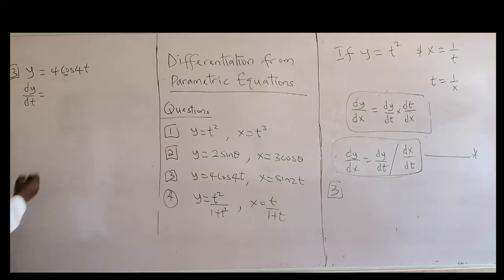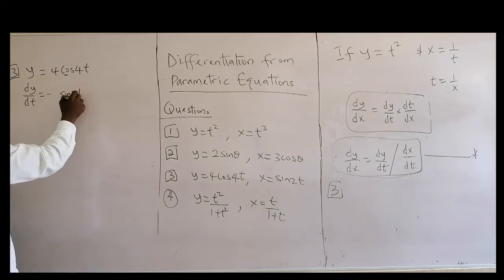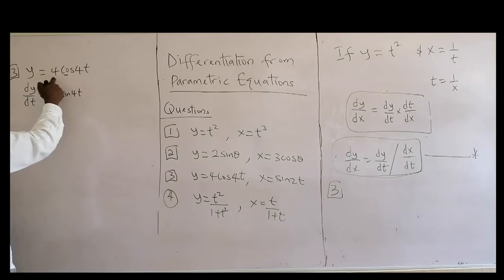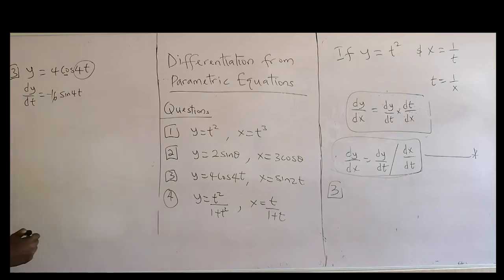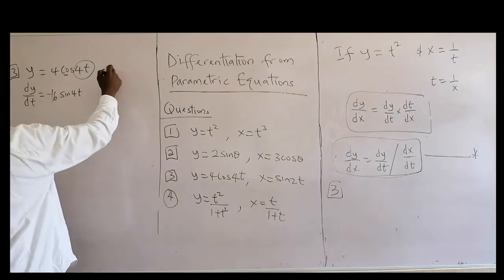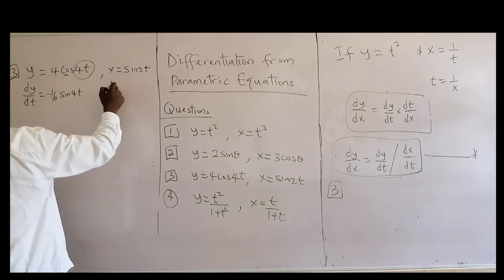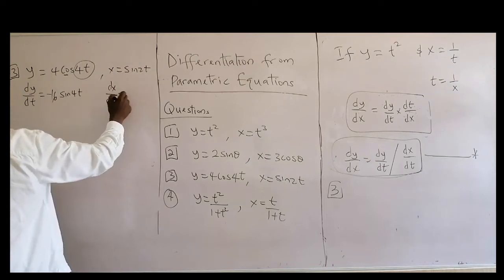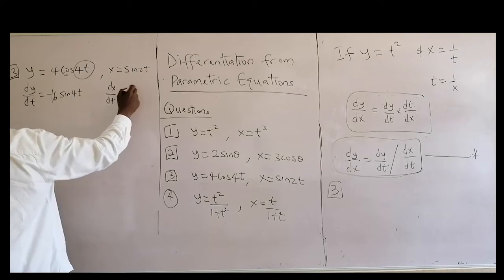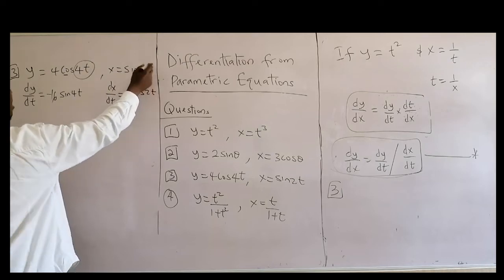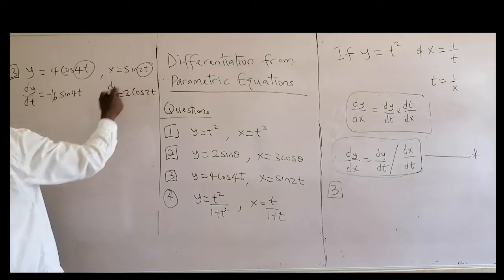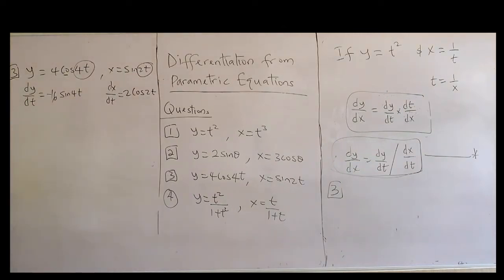The derivative of cos is minus sin 4t. We have 4 here, the derivative of the inside is 4. So 4 times 4, that's 16. Then the other one, we have x equals sin 2t. So we can get the dx/dt, which is equal to what? Cos 2t times the derivative of 2t. That's 2.